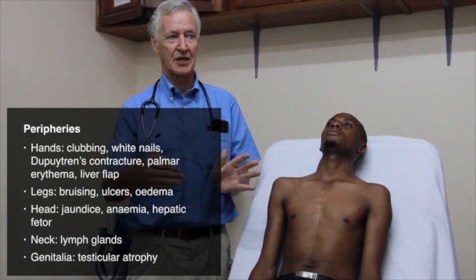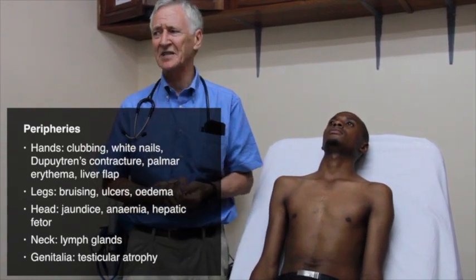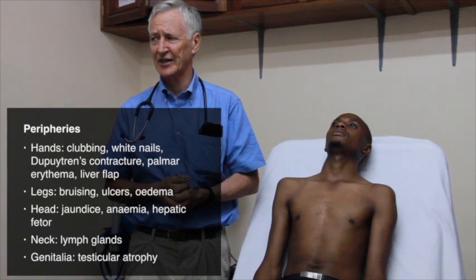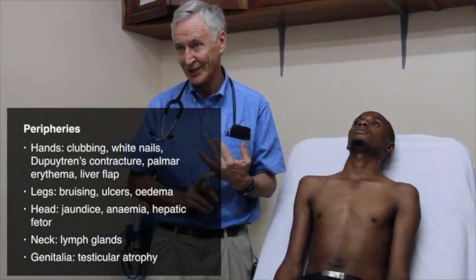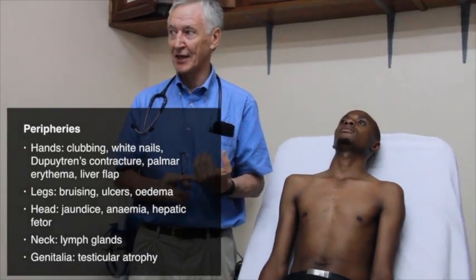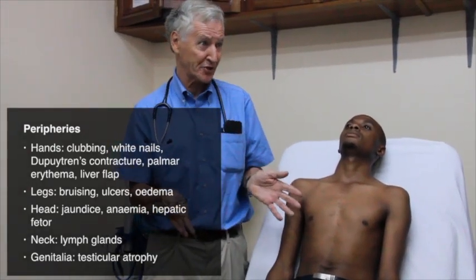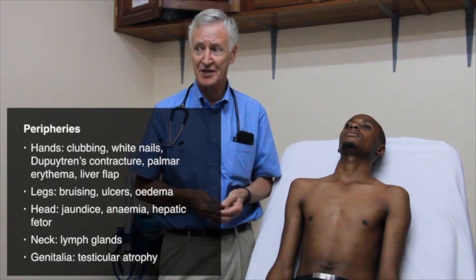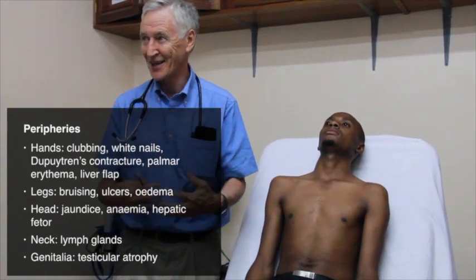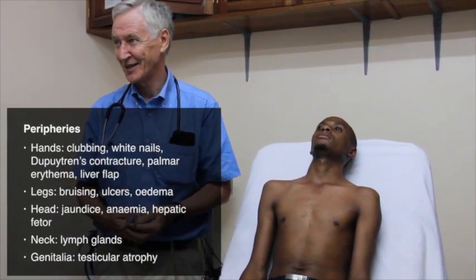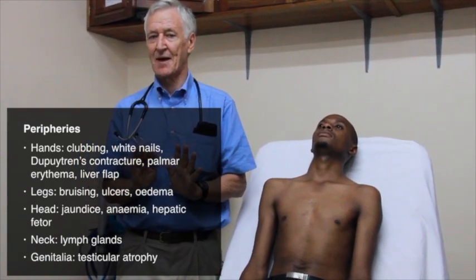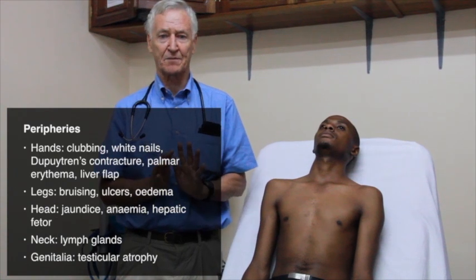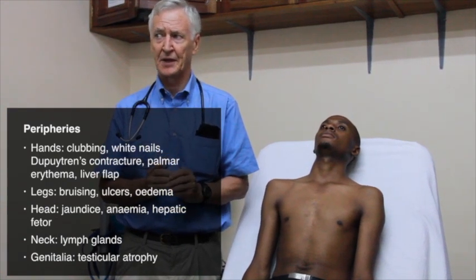Coming down to the legs, what do we see in the legs with regard to the gastrointestinal tract? You'll see edema in cirrhosis with low protein. You will see pretibial ulcers associated with ulcerative disease like ulcerative colitis and Crohn's disease. You may see bruising in chronic liver disease with clotting problems, and so on. So I'm emphasizing, please don't forget the peripheral bits.